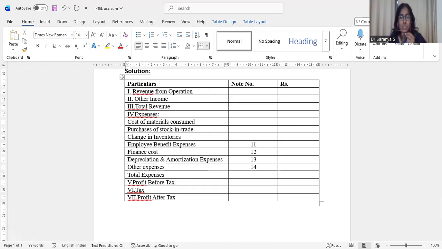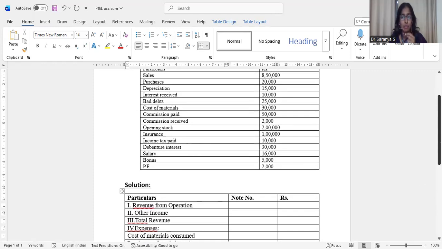Then we have finance cost. Finance cost is nothing but the interest paid on debentures. Then depreciation and amortization: depreciation for fixed assets, amortization for intangible assets. Other expenses like insurance, advertisement, bad debts. Then we find the total expenses. Total revenue minus total expenses is called profit before tax. From the profit before tax, we subtract the tax to find the profit after tax.